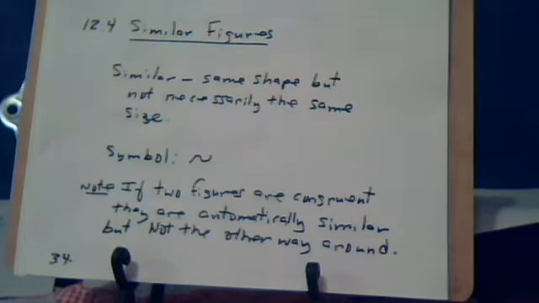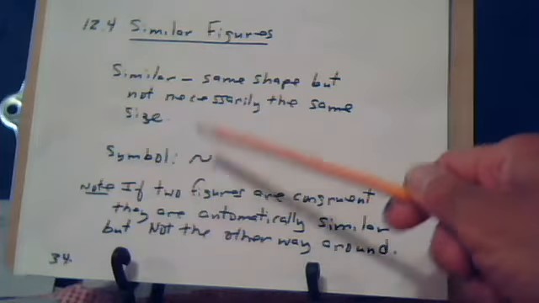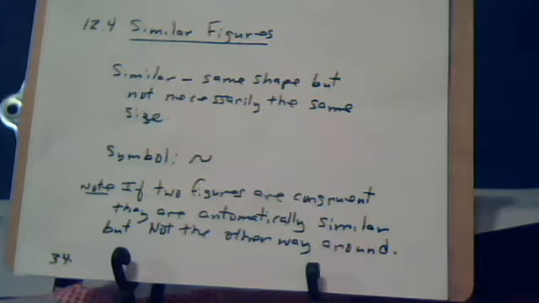Similar figures. Remember, similar figures have the same shape, but not necessarily the same size. The symbol for similar is that sleeping S. If two figures are congruent, they are automatically similar, but not the other way around.